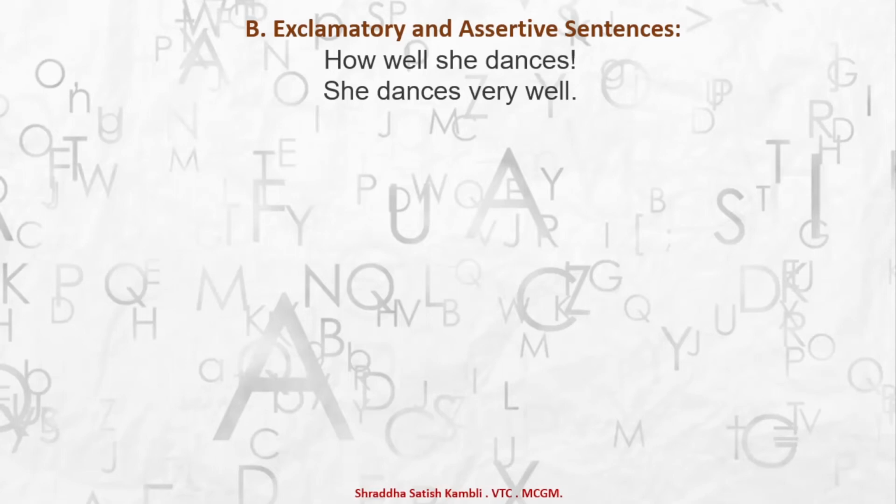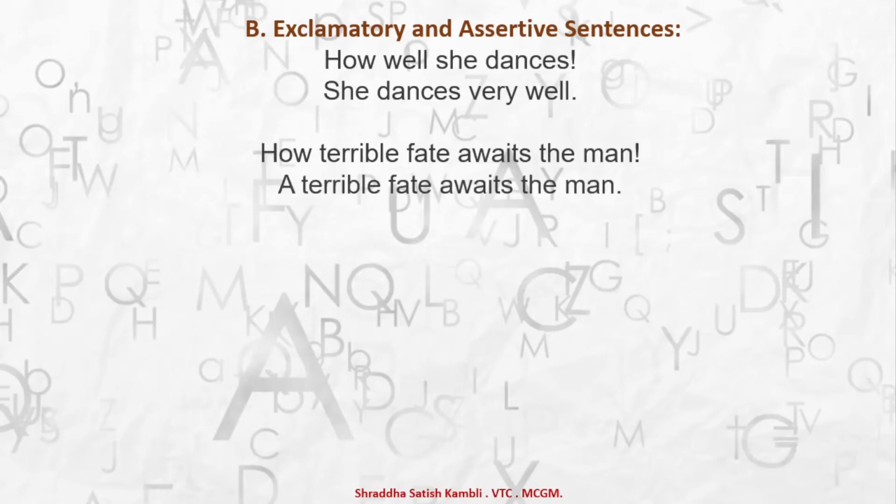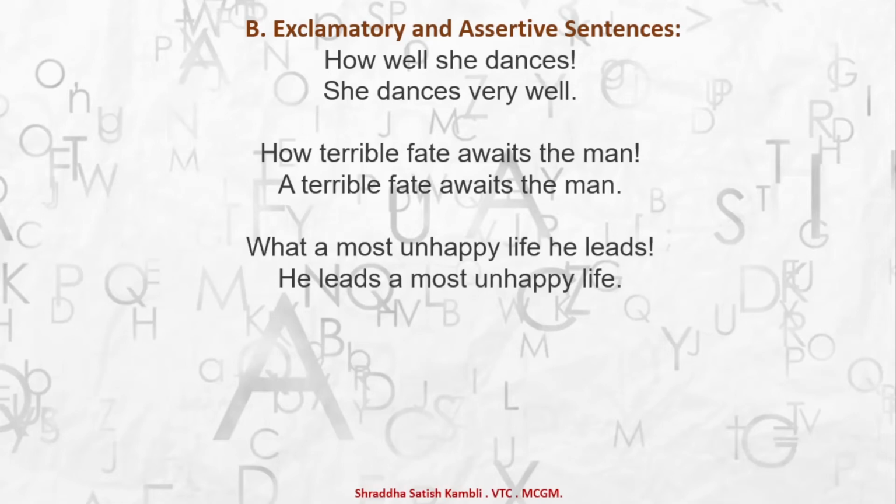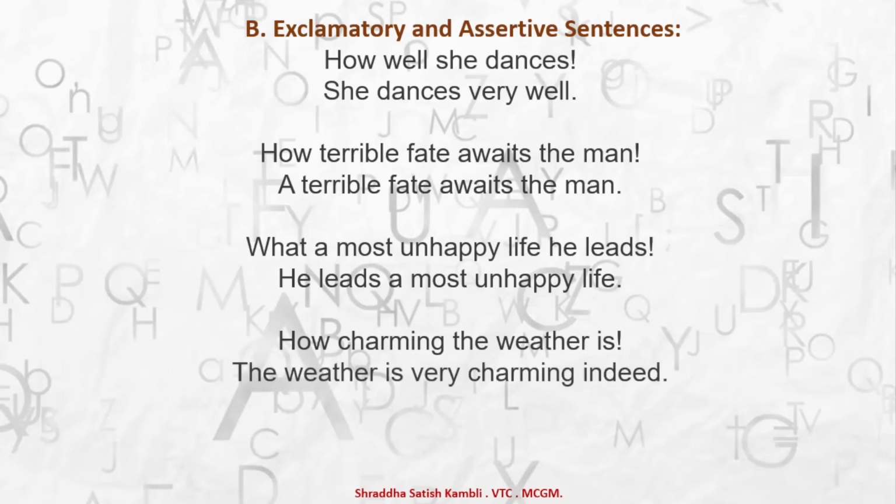All right, let's take a look at this example. How terrible fate awaits the man. How do you say this? A terrible fate awaits the man. So you've changed the sentence from exclamatory to assertive. Then you have, what a most unhappy life he leads. It becomes, he leads a most unhappy life. Then you have, how charming the weather is, which becomes, the weather is very charming indeed.